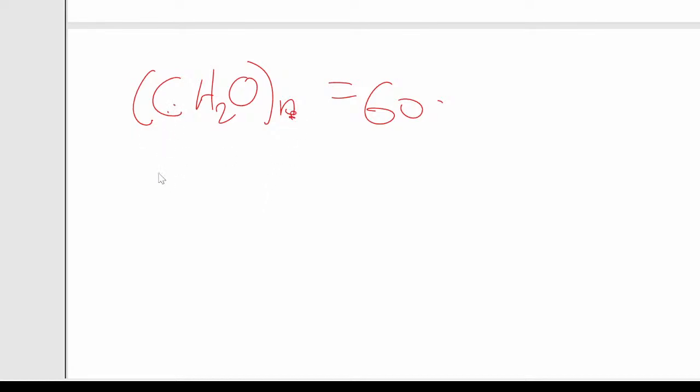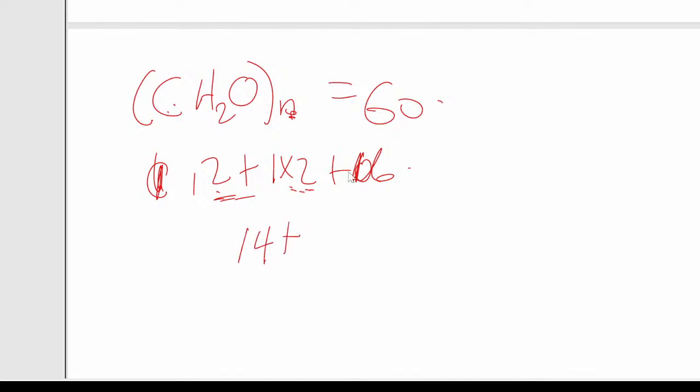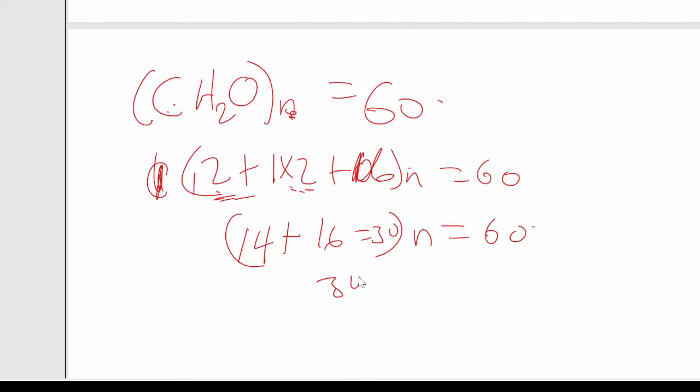So I'm going to say carbon is 12 plus hydrogen is 1 times 2 plus oxygen, which is 16. So when you add, it's going to be 14 plus 16, which is equal to 30, isn't it? All this is N, which is equal to 60. So it means that 30N is equal to 60, divided by 30, divided by 30.